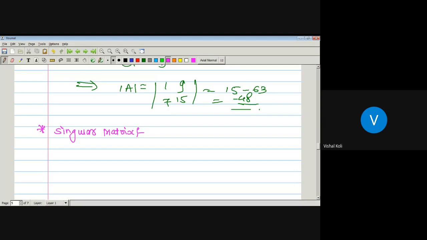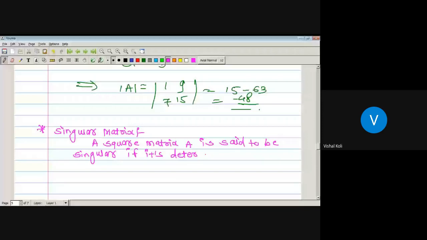First we will see a singular matrix. A square matrix A of order n is said to be singular if its determinant value is equal to 0, that is, determinant of A equals 0.